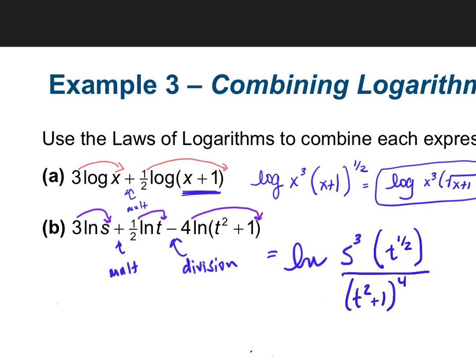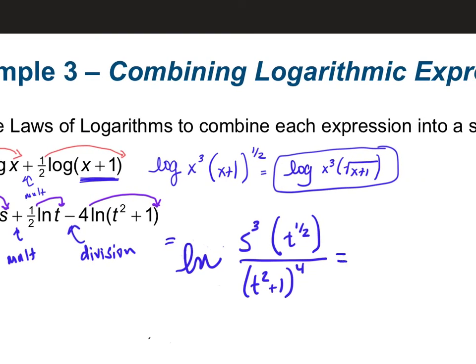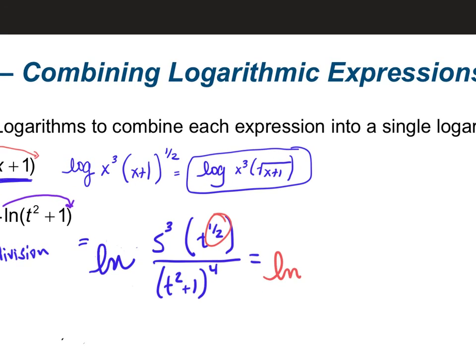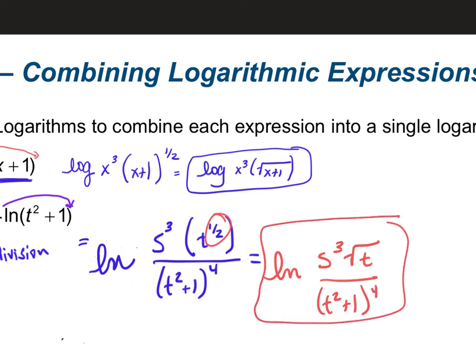If you'd rather write it like this, so it's out in the way front, that's fine. But I can do one more little thing to simplify. What's the one more little thing I can do? Yep. I have the natural log of s to the 3rd power times the square root of t divided by t squared plus 1 over 4. You are not multiplying that out on the bottom, nothing like that. All we're doing is either pulling apart or smushing together.